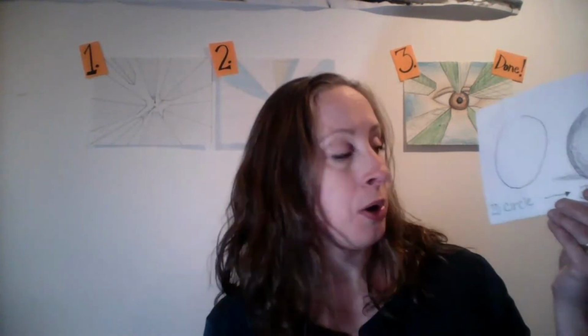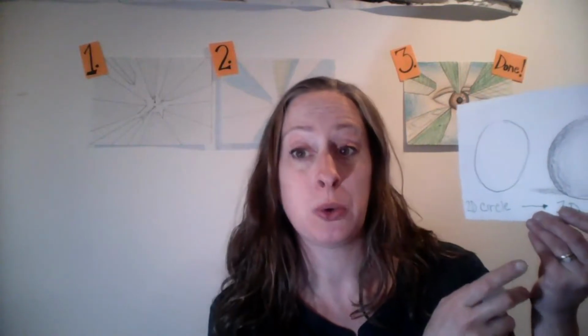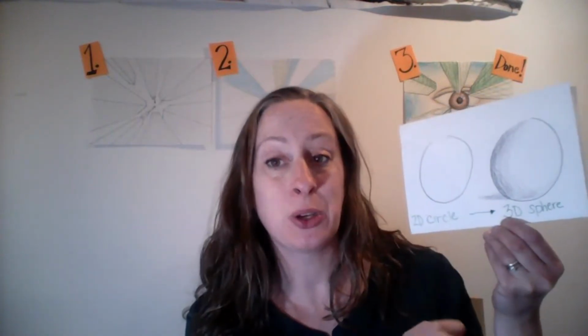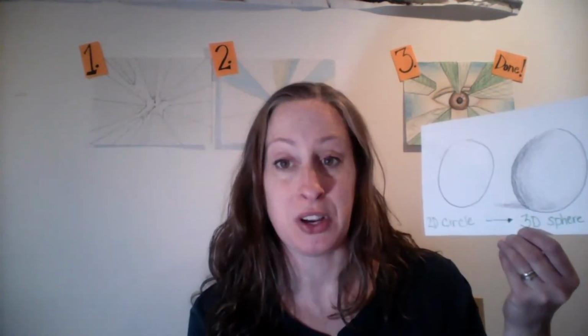We use value to create implied forms. So this is an actual form, but here we have an implied form. So this is the actual sphere. This is the picture of a sphere. So what we do in order to make an implied form is we start with a 2D circle, and when we add value, it turns it into a 3D sphere.